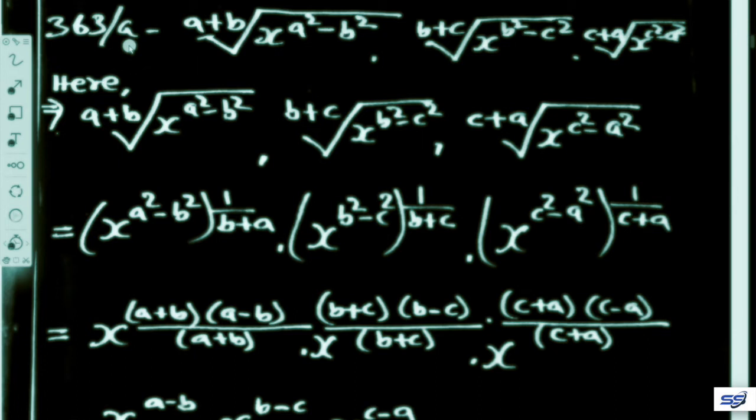Problem 3 of 63 upon A. This is a simple problem, or we can also say that this is a problem of the indices chapter. Here we have to make some simplification, to simplify this problem to get our answer in short form. Given is root under x power A square minus B square, to the power A plus B, into root under x power B square minus C square to the power B plus C, into root under x power C square minus A square to the power C plus A. This is our given problem. Now we have to simplify, to make this a simple form to get our result.